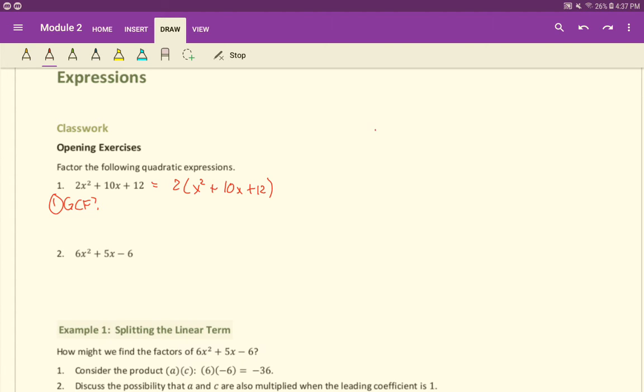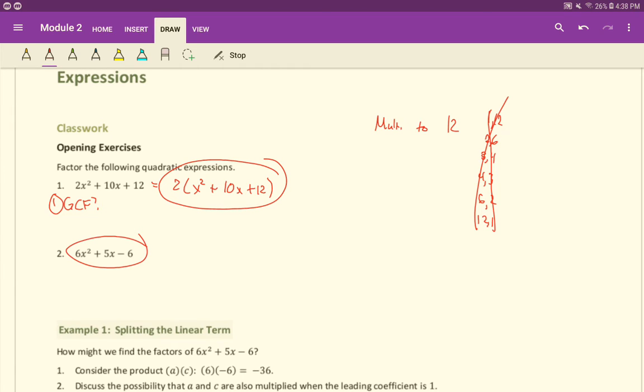Okay, so can you think of two numbers that multiply to make 12? Let's see here. To multiply to 12, we could use 1 and 12. We could use 2 and 6, 3 and 4, or we could reverse those, 4, 3, 6, 2, 12, 1, right? None of these add to make 10. So in other words, this doesn't factor any further. That's the farthest we can factor this.